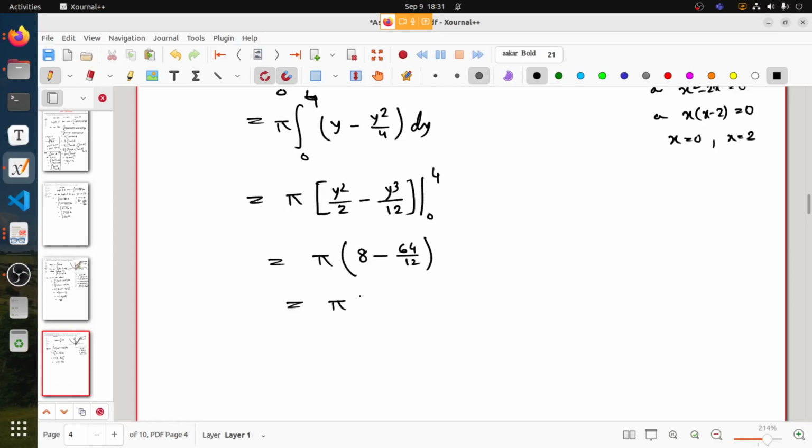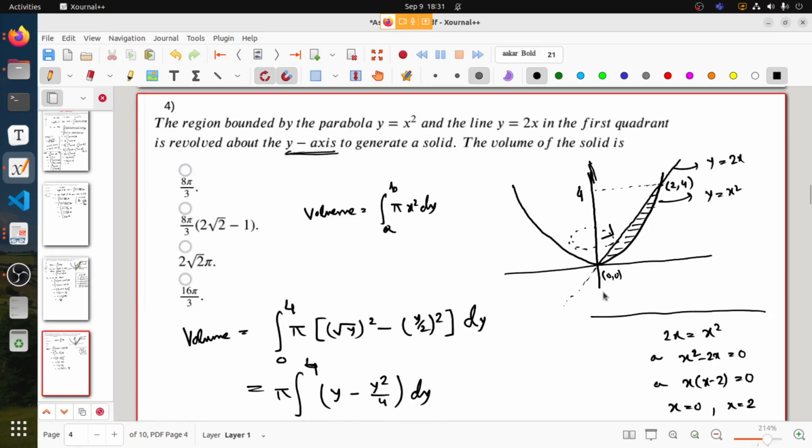So pi, this will be 8 minus 16 by 3. If you simplify this, you will get 24 minus 16 by 3. So what is this? 8 pi by 3. So we will get the volume is 8 pi by 3, right? So which option is correct? Option A is the correct answer.